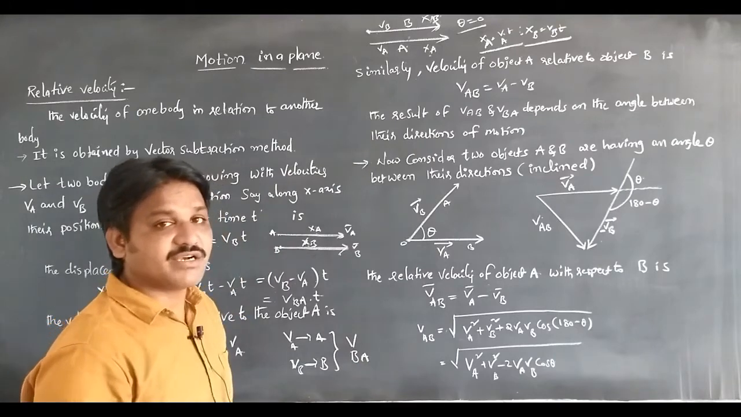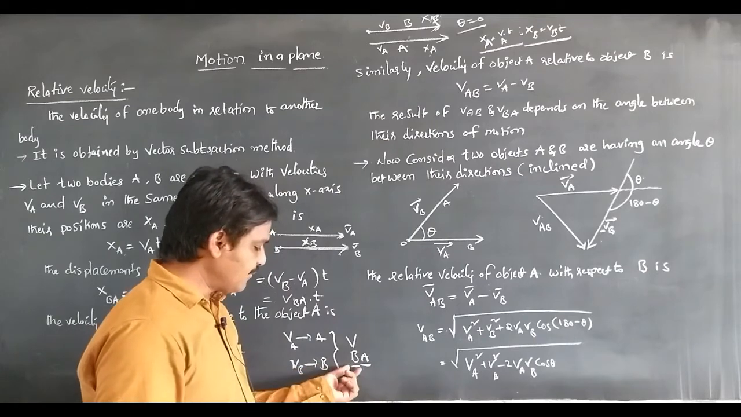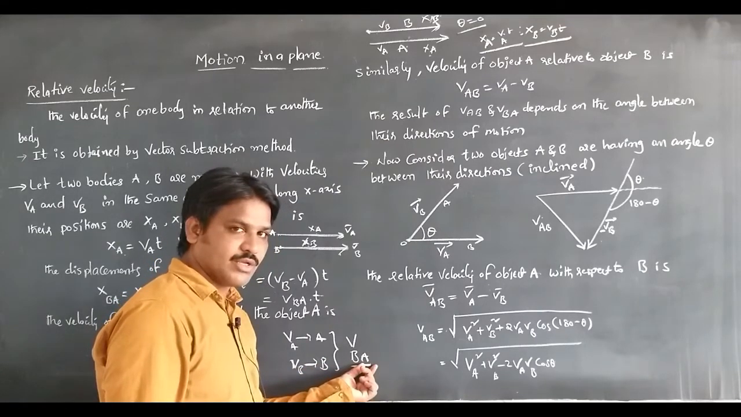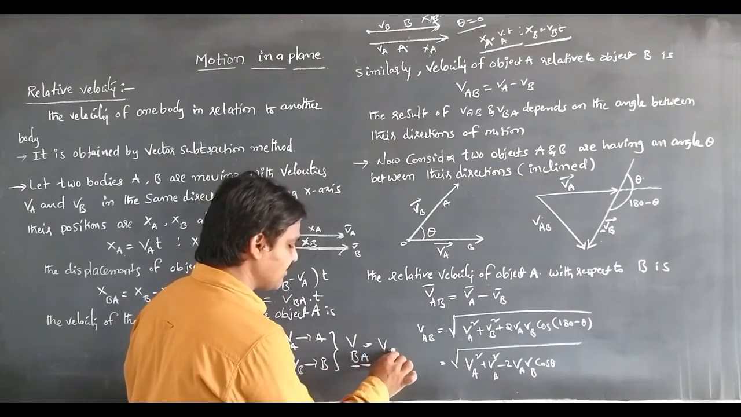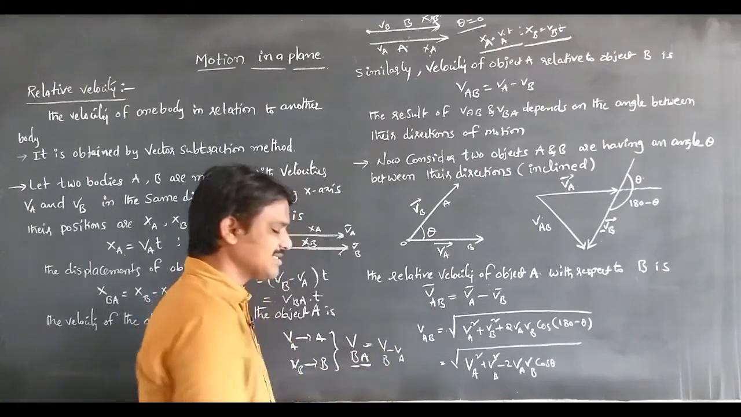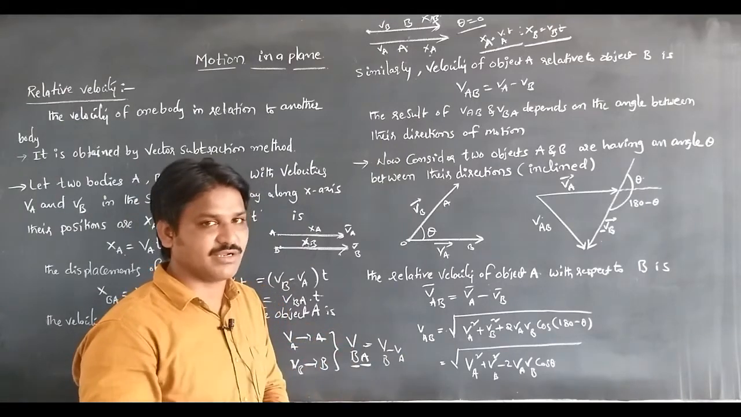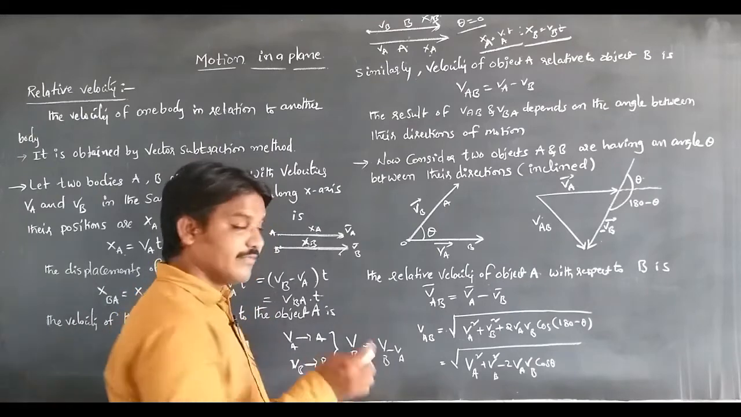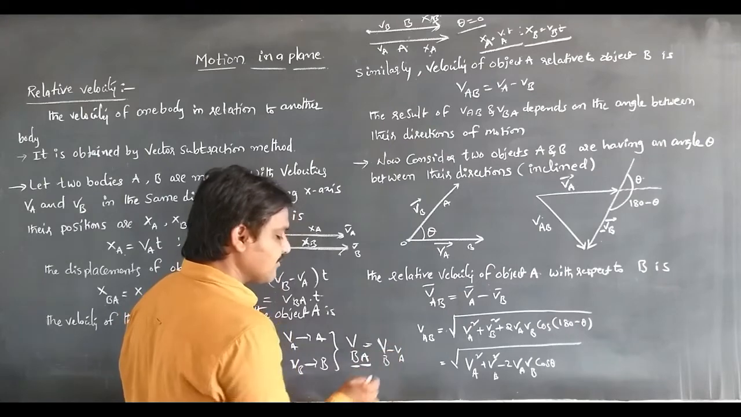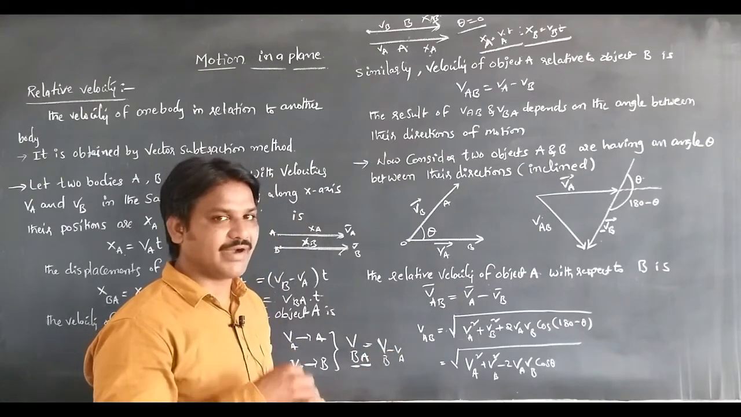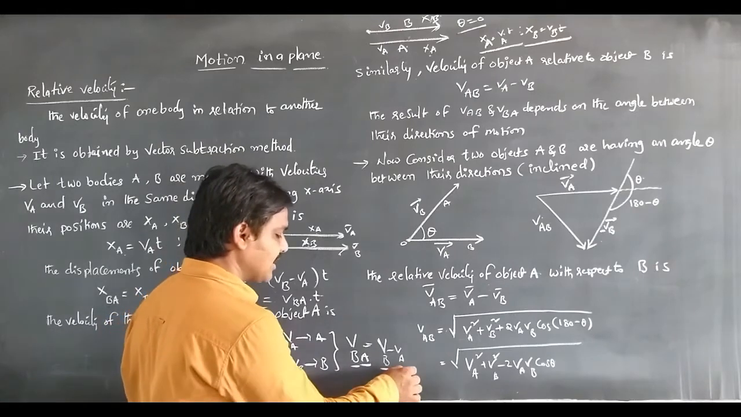Whatever the body we want to find the velocity of, we should write first. After that, we should write the second. Velocity of B with respect to A. So here, easily we can understand, the first one we should write is the velocity of B. Listen carefully: for easy understanding, whatever the body's velocity we want to find, we should write first, and after that, we should write the second one.